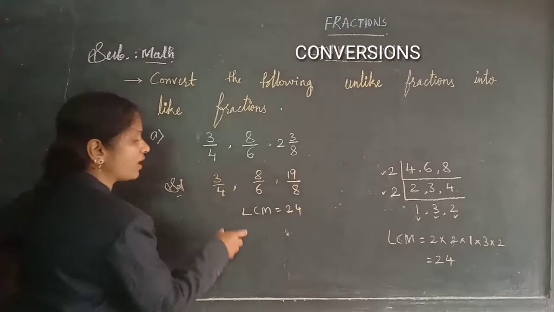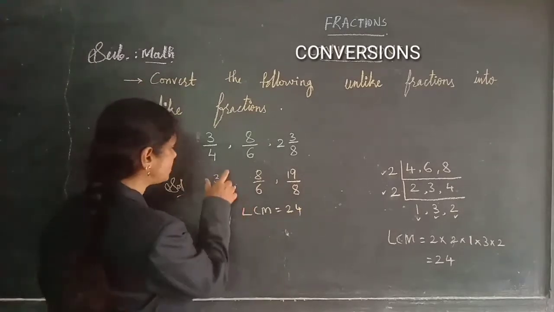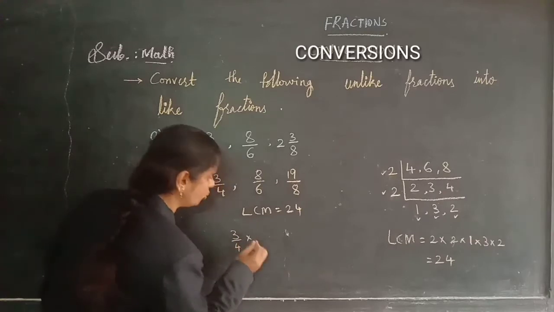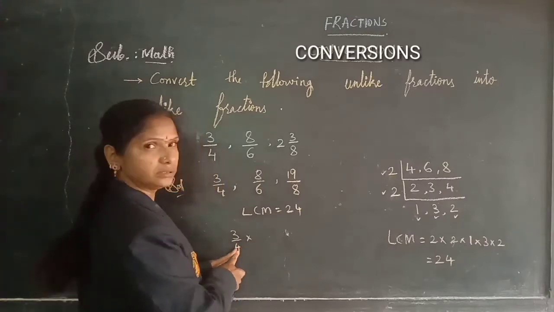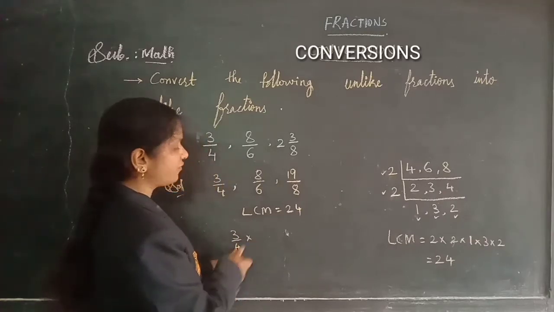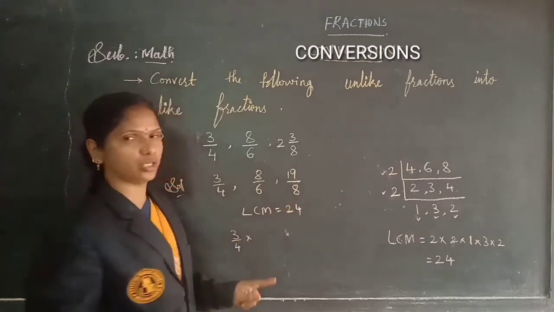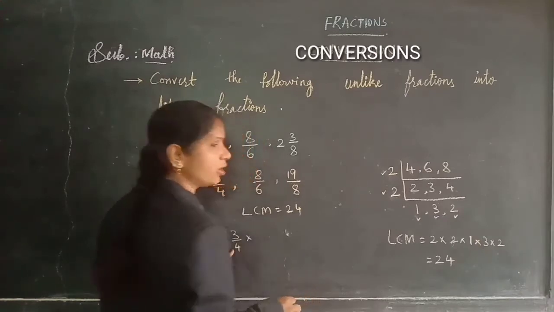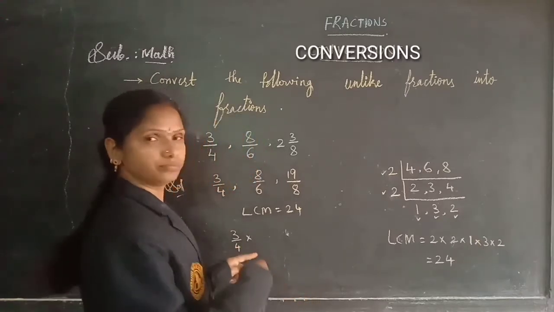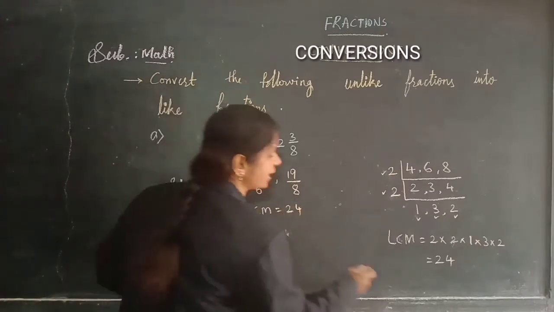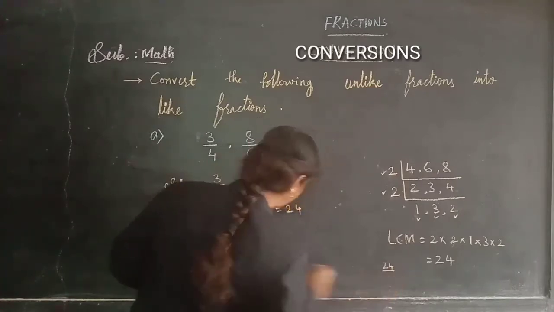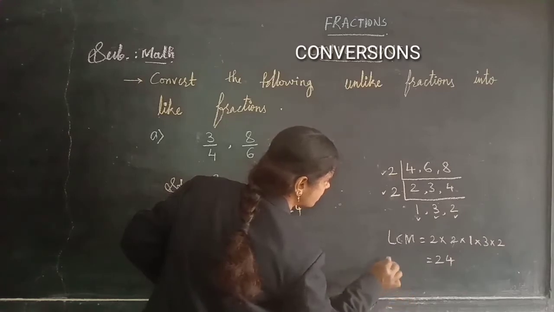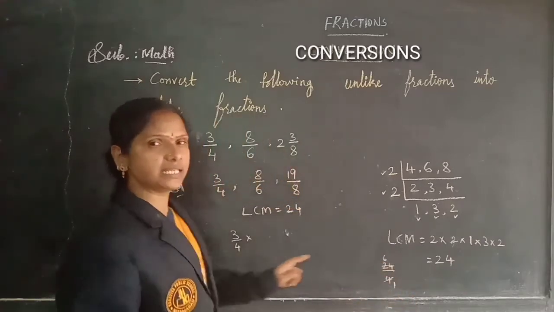Now let's take one more fraction. The first fraction I am taking here is 3 by 4. Now in the 4 table, with this 4 you divide the LCM, children. Already I told you the simplest form. Divide the LCM, 24, by this 4, children. 4 1s are 4, 4 6s are 24. So we are getting 6 here.